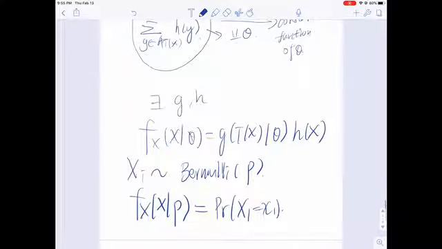Let's look at one example. Each Xi follows a Bernoulli distribution with a parameter p. And let's see how we factorize this joint probability here. We know they're IID, so we can write it as the probability that X1 is equal to x1 times the probability that X2 is equal to x2.